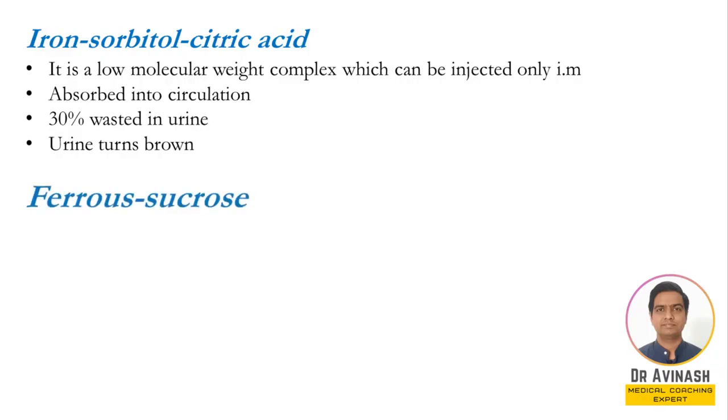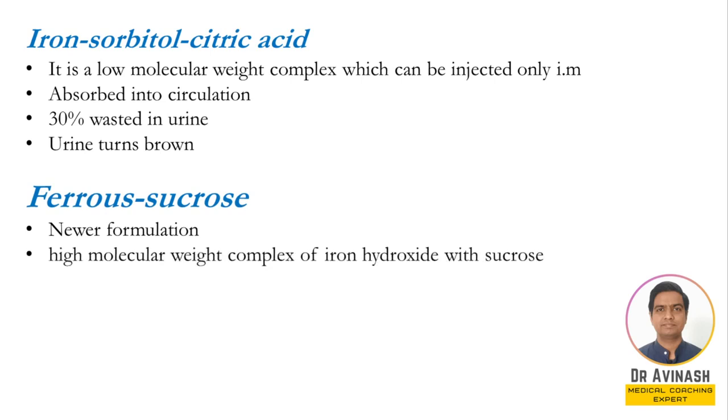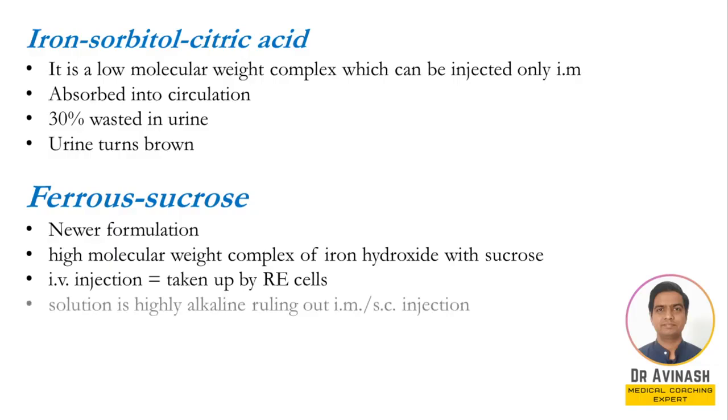The next is ferrous sucrose. It's newer. It is a high molecular weight complex of iron hydroxide with sucrose. When given by IV injection, it is picked up by the reticuloendothelial cells, and then there is a slow gradual release from the RE cells. Okay. It can only be given IV. This is because the solution is highly alkaline. An alkaline solution, if you give in the muscles or in the subcutaneous region, then it will cause necrosis. So you give it IV only.